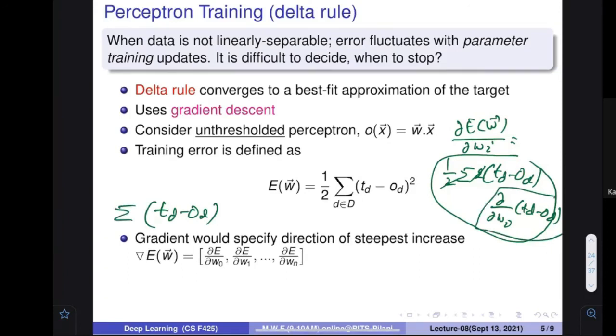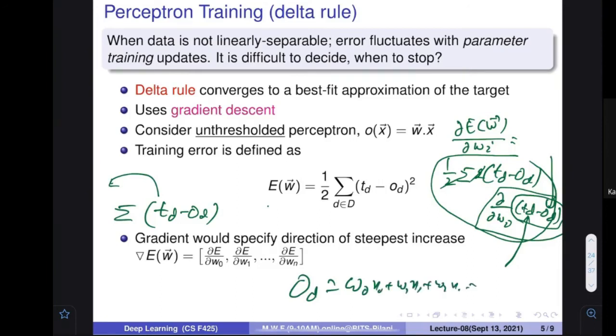Inside, I have to find out this derivative, so let me take it out and just see this summation term inside. It is a summation of all these things, and I want to find out the derivative. What is td? td is a constant. What is the output? The output is being computed by my equation: o equals W0 x0 plus W1 x1 plus W2 x2 dot dot dot plus Wi xi plus dot dot dot Wn xn. This is what we have.